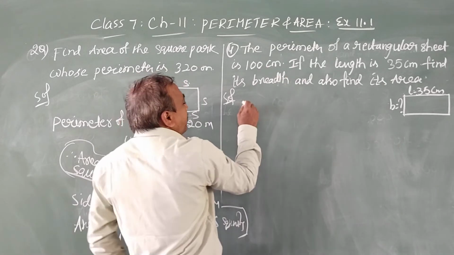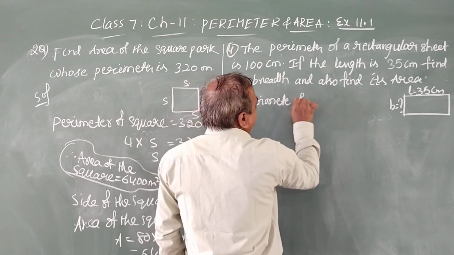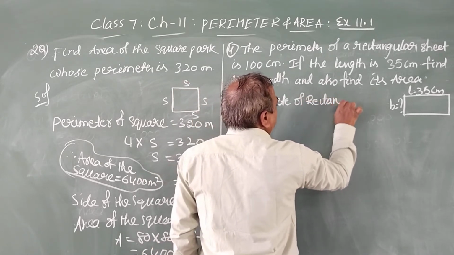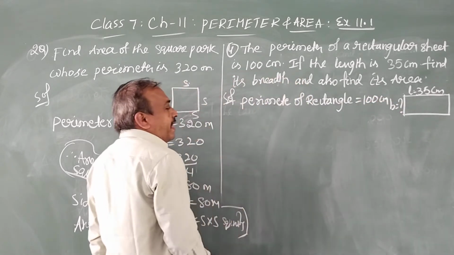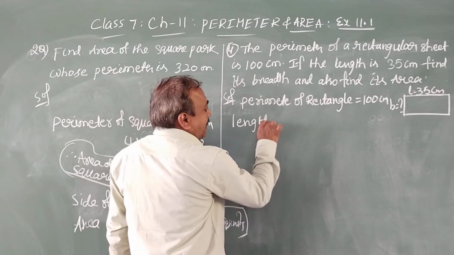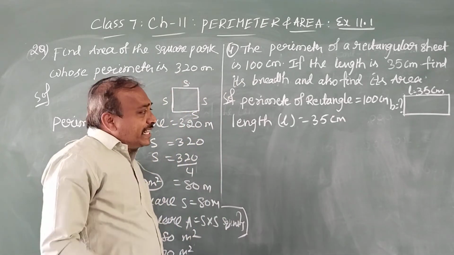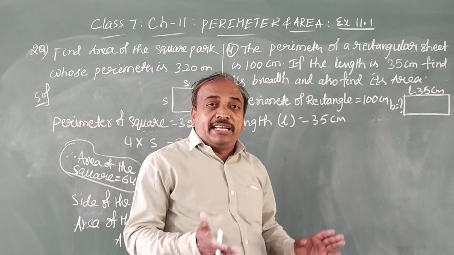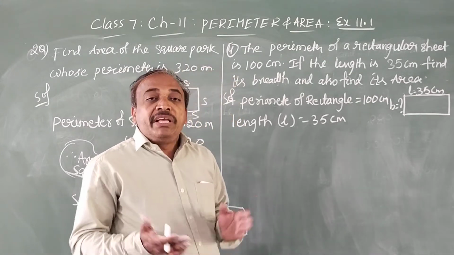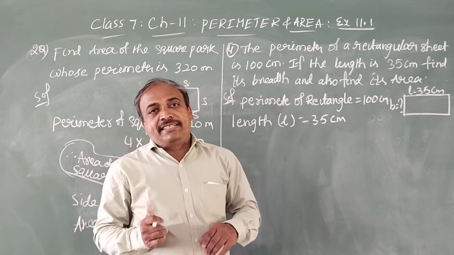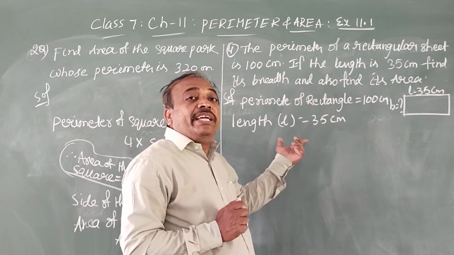So first we write perimeter of rectangle is equal to 100 centimeters. Length L is equal to 35 centimeters. See clearly, what we actually need to find is the breadth. Perimeter is given, length is also given. The perimeter is the sum of all the sides, 2 lengths plus 2 breadths. Breadth is not given, so we need to find the breadth.